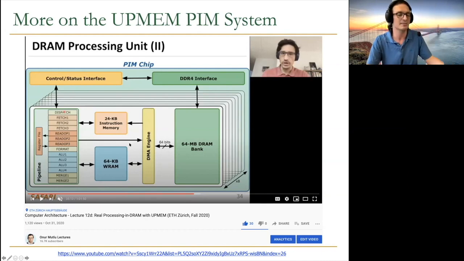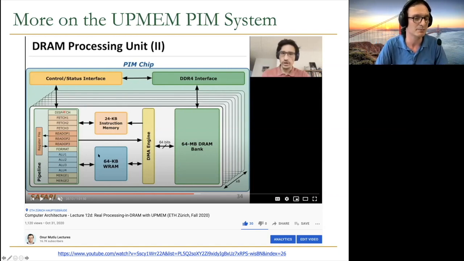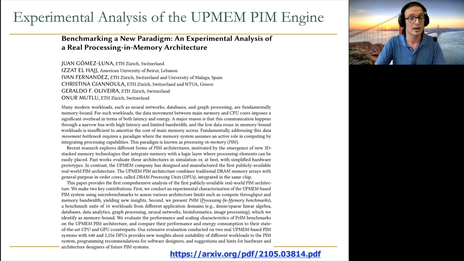Now, I'm not suggesting this is the best way to construct a processing in memory system, but this is one way of constructing a processing in memory system without changing the programming model a lot. And even this leads to significant performance improvements compared to existing CPUs and GPUs. And you can read about that in this paper. This paper that we wrote recently, you can find on arXiv. It was published on arXiv last month, actually, in late May.